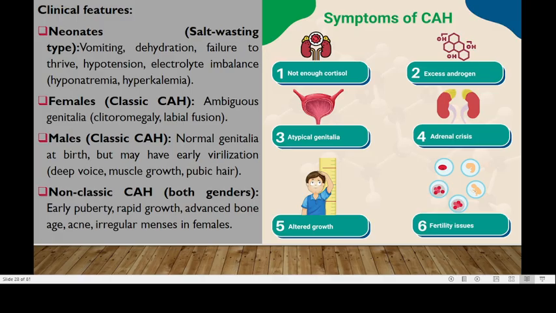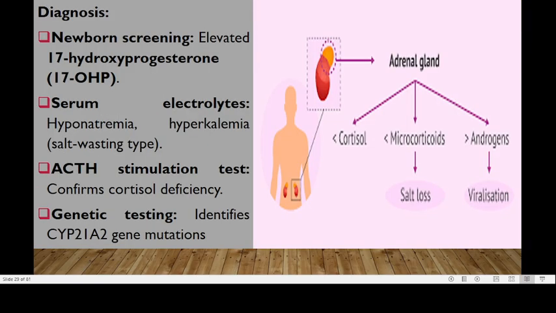The non-classic congenital adrenal hyperplasia in both genders, they could present with early puberty, rapid growth, advanced bone age, and then you have irregular menses in females. Remember, symptoms of congenital adrenal hyperplasia: not enough cortisol, excessive androgens, adrenal crisis, fertility issues, altered growth, and atypical genitalia.